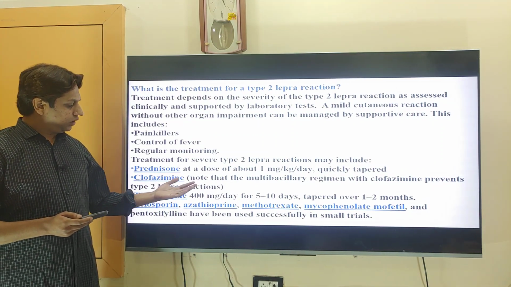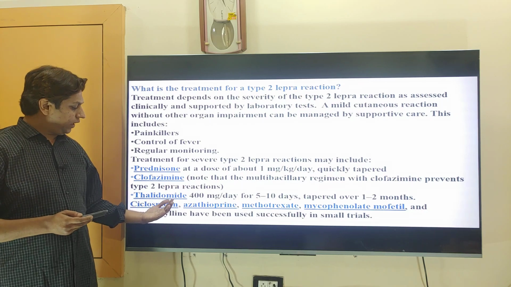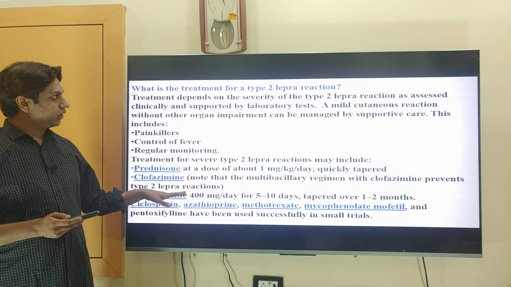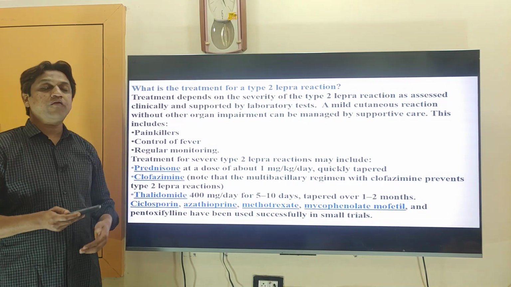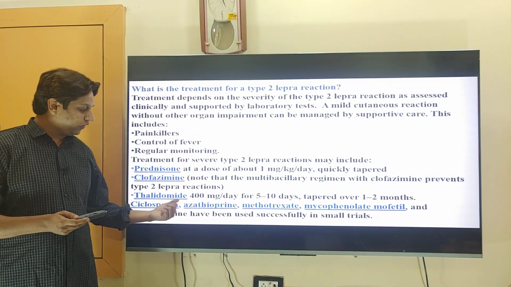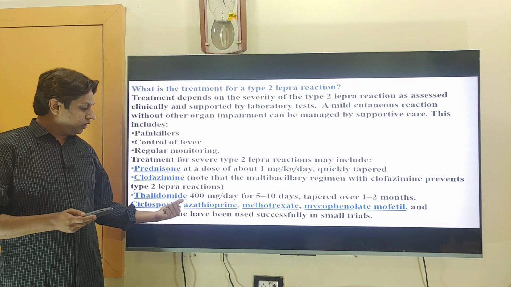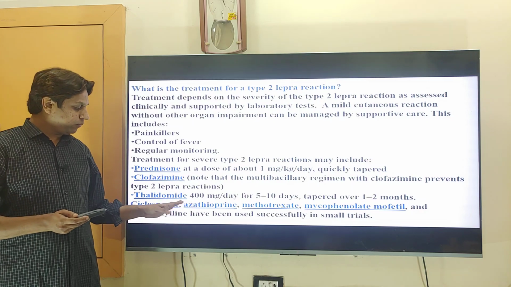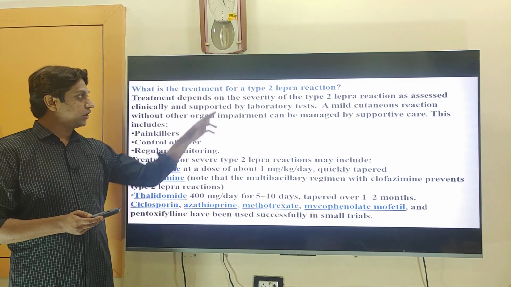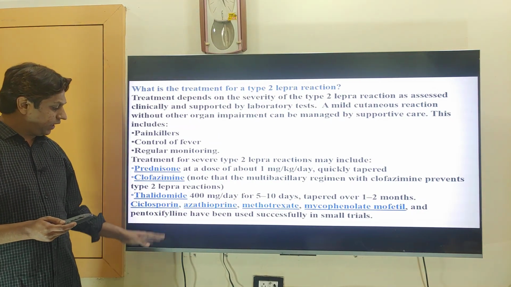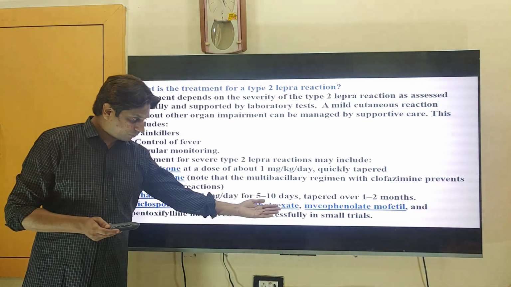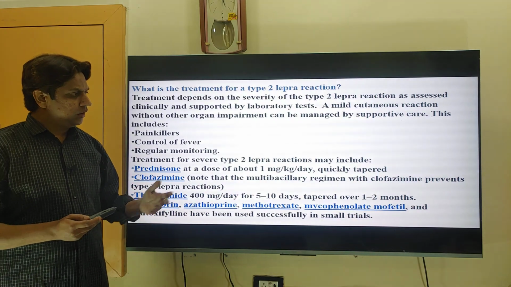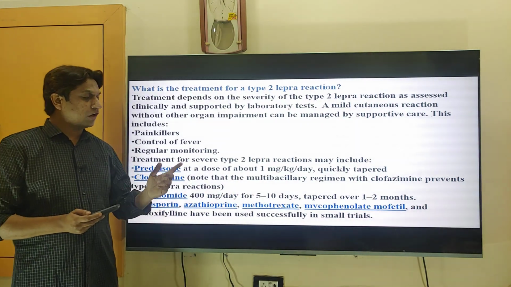Apart from this, other drugs like clofazimine, and one more important one is thalidomide. Okay, so thalidomide has a role in the treatment of type 2 lepra reaction. However, because of its teratogenic effects, it is not used routinely, but many studies have proven the role of thalidomide for the treatment of the type 2 lepra reaction. Other drugs like cyclosporin, azathioprine, methotrexate, and mycophenolate can be used. Okay, but the drug of choice is steroids.